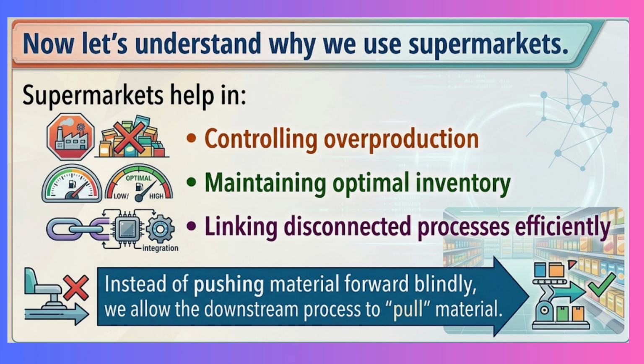Now let's understand why we use supermarkets. Supermarkets help in controlling overproduction, maintaining optimal inventory, and linking disconnected processes efficiently. Instead of pushing material forward blindly, we allow the downstream process to pull material.